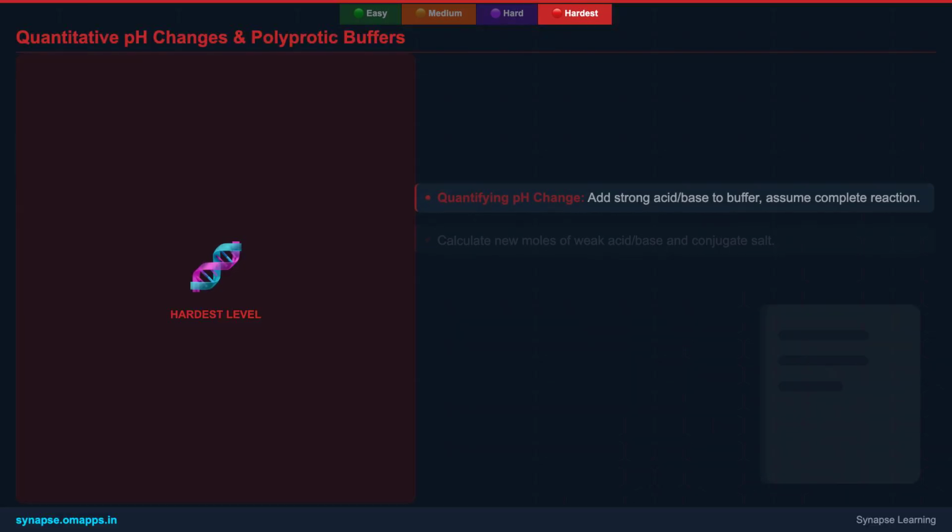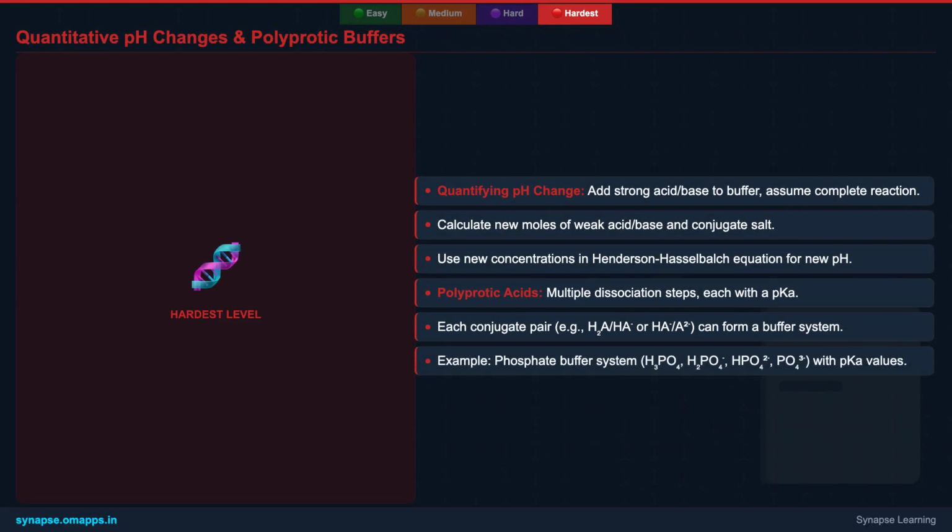We begin with the quantitative aspects of buffer action, focusing on how to precisely calculate pH changes when strong acids or bases are added to a buffer. We'll work through examples, emphasizing the stoichiometric reaction followed by the equilibrium calculation using the Henderson-Hasselbalch equation. We'll then move to polyprotic acid buffers, understanding how multiple dissociation steps create distinct buffer regions, which is fundamental to biological systems like the phosphate buffer.